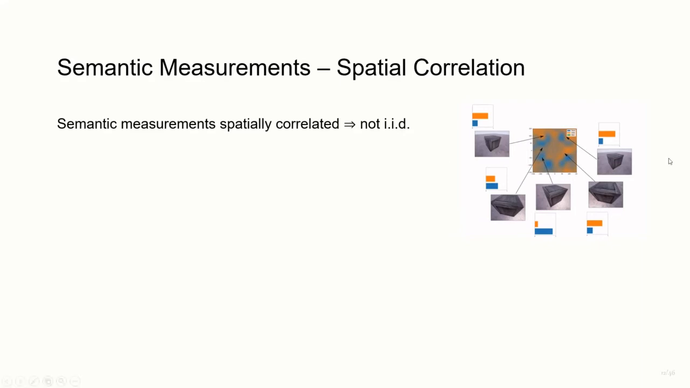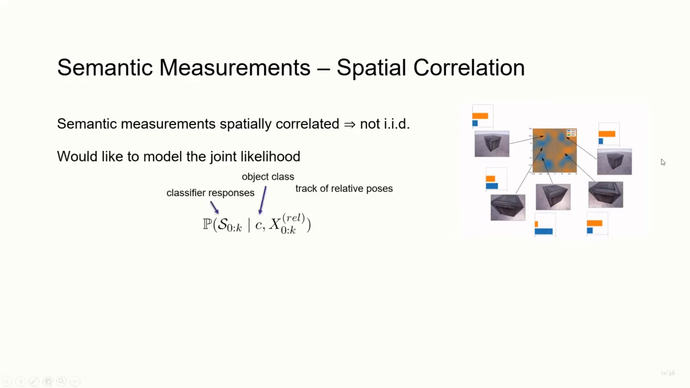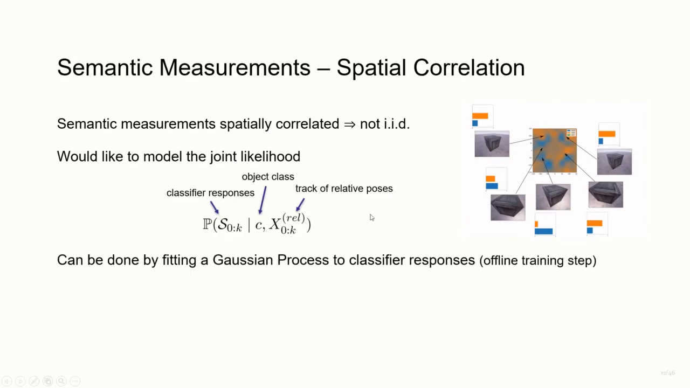A way that we can capture this idea is if we can come up with a model that provides a joint likelihood of classifier responses over a track of relative poses for a given class. In the joint likelihood, we would be able to account for correlations. One such model that allows this is Gaussian processes.